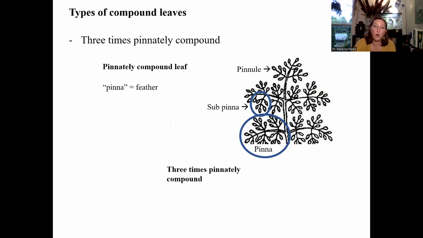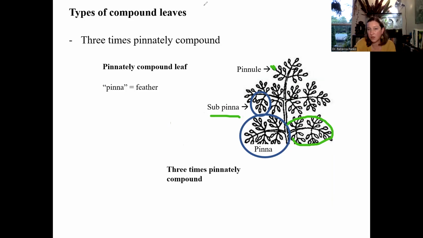And on this one, whoa, there's 3 times pinnately compound. You got 1 thing, and then inside of that 1 thing, you have another thing. And then that thing itself is divided into these little things, right? 3 times pinnately compound. In that case, the largest thing is still called a pinna. The smallest thing is still called a pinnule. And anything in between is called a subpinna.